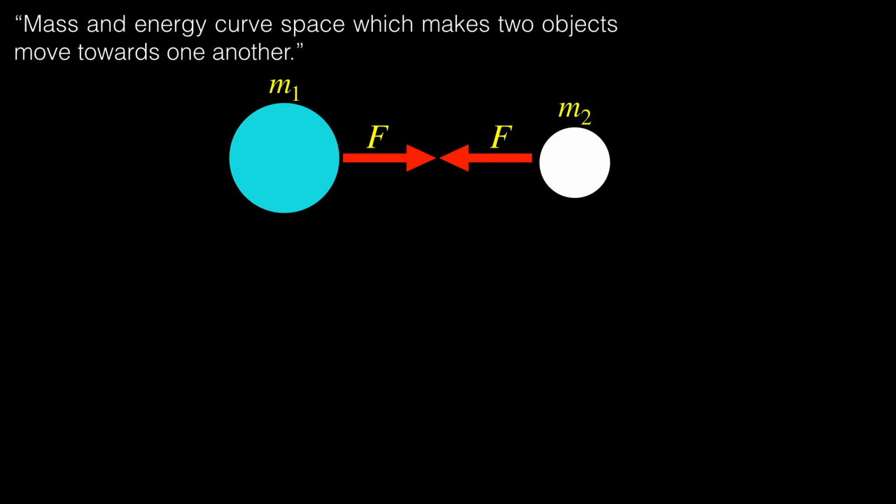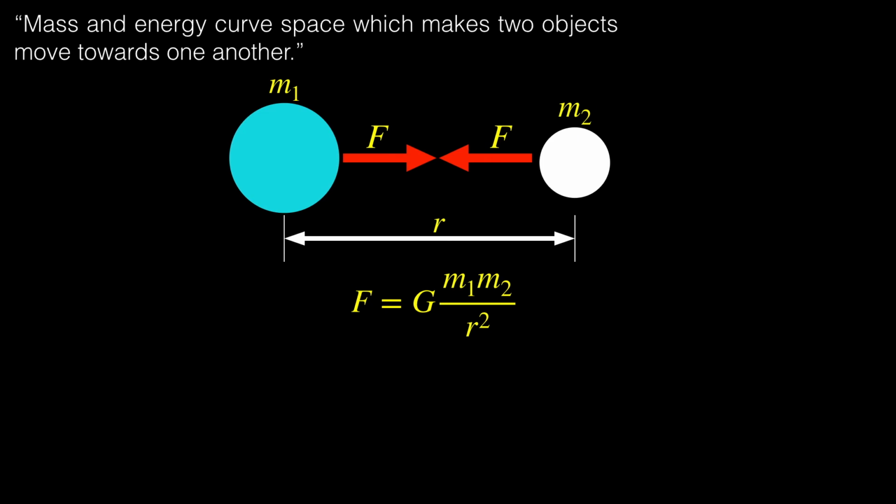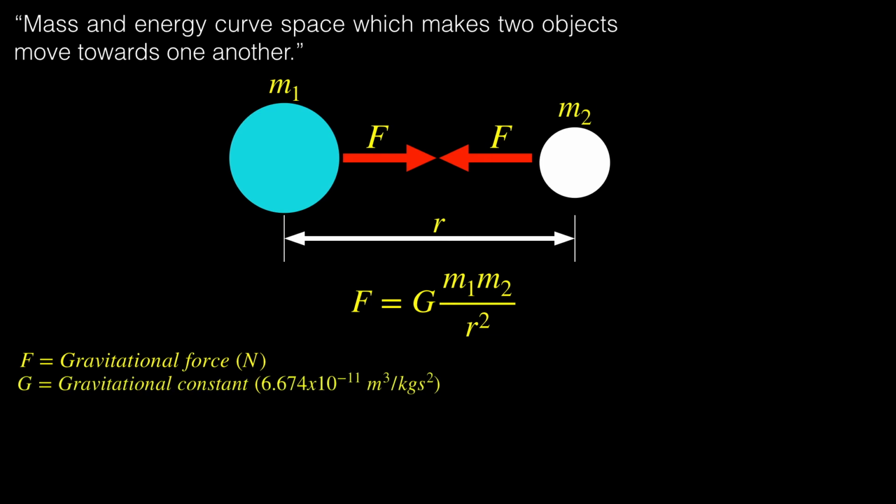From this, we can use the following equation to calculate the gravitational forces between the Earth and its moon. F is equal to G times m1 times m2 over r squared, where F is equal to the gravitational force in newtons, G is what we call the gravitational constant, which equates to 6.674 times 10 to the power of minus 11 meters cubed per kilogram second squared.